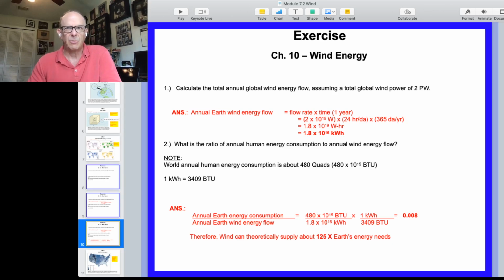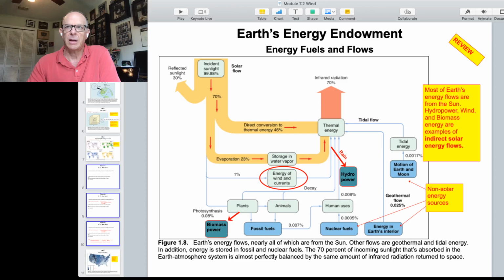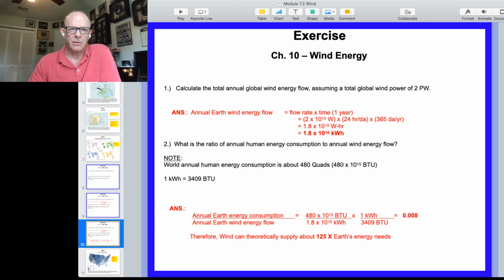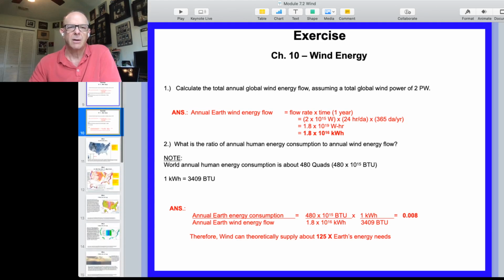And we shouldn't be surprised at all by that because way back here on this slide, we see that the energy of wind and currents has this little value of 1% next to that on this flow chart. And we remember that solar could potentially supply 10,000 times human energy needs. 1% of 10,000 is 100. So that's kind of a sanity check.